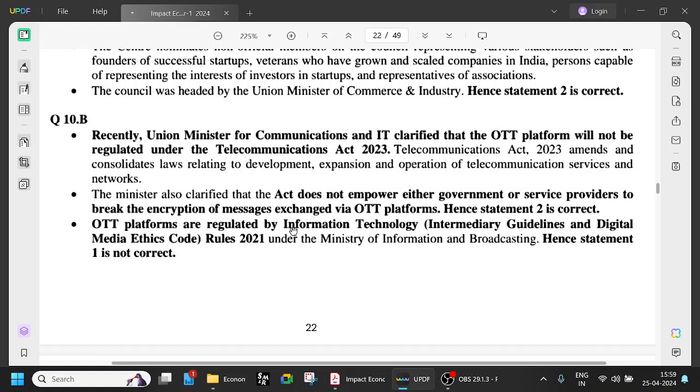OTT platforms are regulated by the Information Technology Rules 2021. So this is very important. All telecommunication services and networks, so Airtel, all these things, are governed by the Telecommunications Act 2023. But it does not allow for breaking the encryption of messages. OTT platforms will come under the Information Technology Intermediary Guidelines and Digital Media Ethics Code Rules 2021, very recent, and this is under the Ministry of Information and Broadcasting.